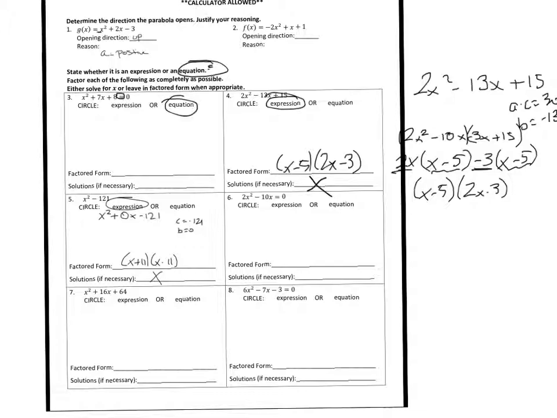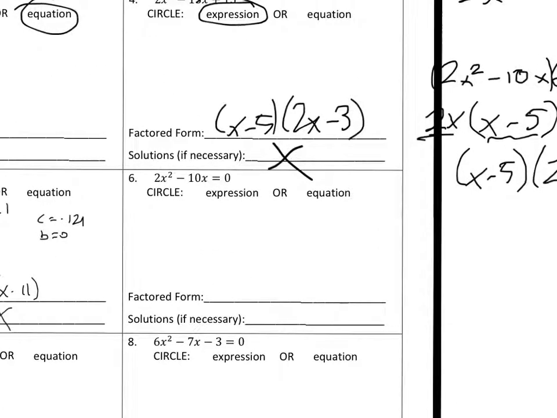Let's pick one more here. Let's try maybe number 6. It looks a little different from everything else. Well, first thing for sure is that it is an equation and it has an equal sign. And now we have 2x squared minus 10x equals 0.